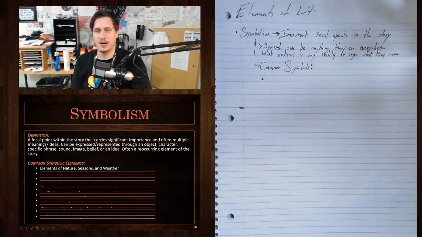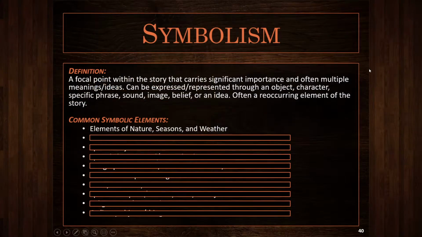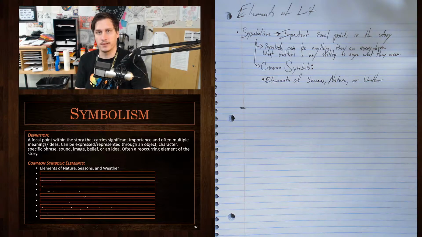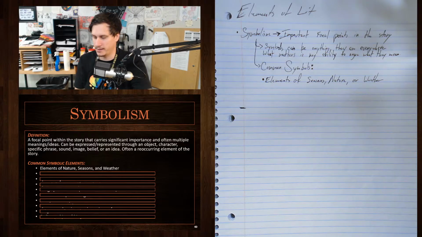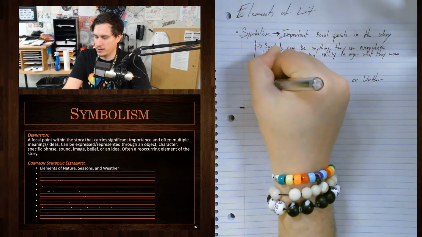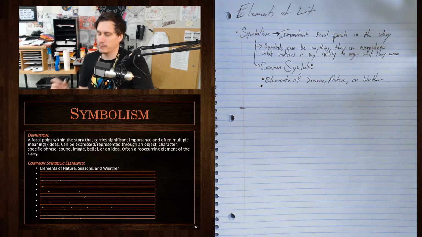The first symbolic element that you're going to want to pay attention to are elements of nature, seasons, or weather. So elements of seasons, nature, or weather. Okay. Now, take a look at something like Frozen, all right? Frozen 1 obviously has the element of cold, okay, or ice. And then Frozen 2 obviously jumps into wind and fire and water and whatever, right?